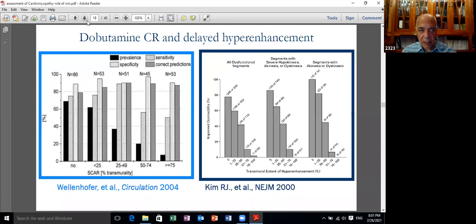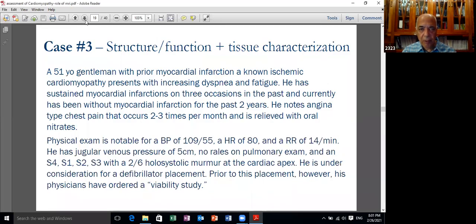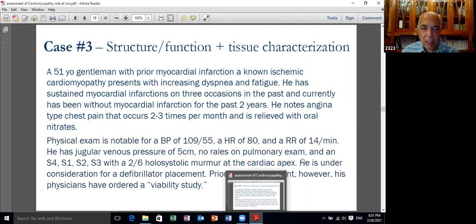Now let us take a case which illustrates this feature of CMR application. So this is a 51-year-old gentleman with prior myocardial infarction and a non-ischemic cardiomyopathy presenting with dyspnea and fatigue. He sustained several myocardial infarctions in the past. He's having now angina and rest pain 2 to 3 times a month, and is on oral nitrates.